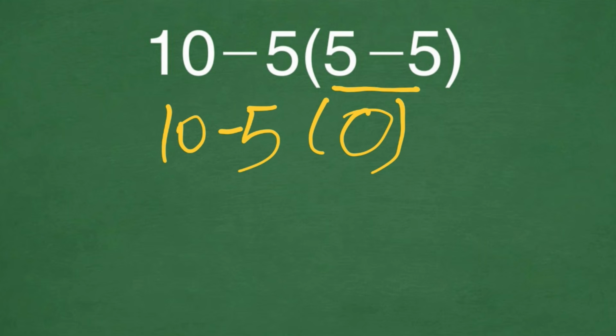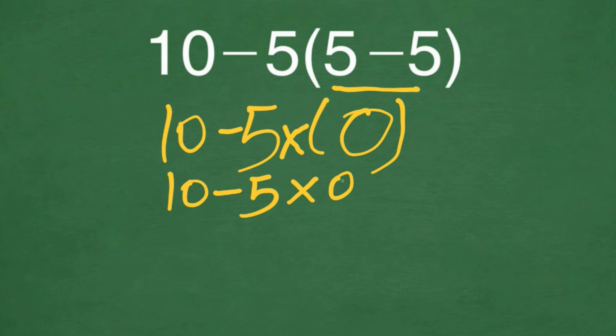And now most of you guys know that if a number is placed next to parentheses, that means multiplication, right? So this basically means 10 minus 5 times 0. We can just get rid of the parentheses because 0 is all by itself inside the parentheses, so we would have this problem.